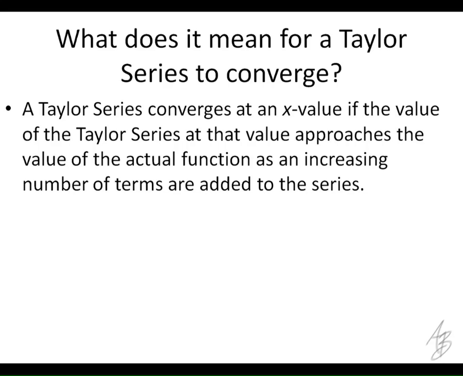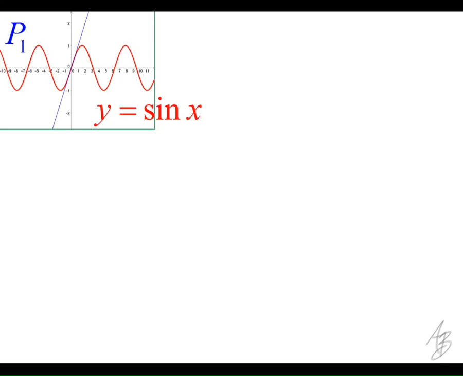Now, we can't actually get infinitely many terms, so we're going to look at a limit. We're going to say the limit as we add more and more terms, if the values of the Taylor series approach the values of the actual function, then it converges. If the values of the Taylor series do not approach the values of the function, then it doesn't converge. And what do we call it when it doesn't converge? It diverges.